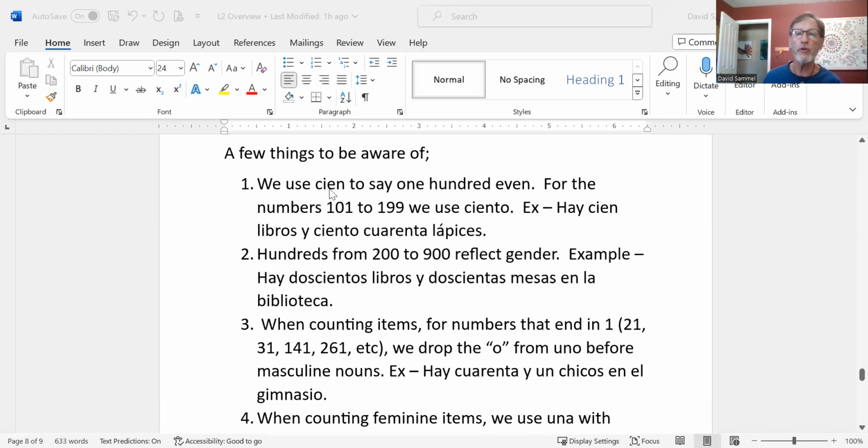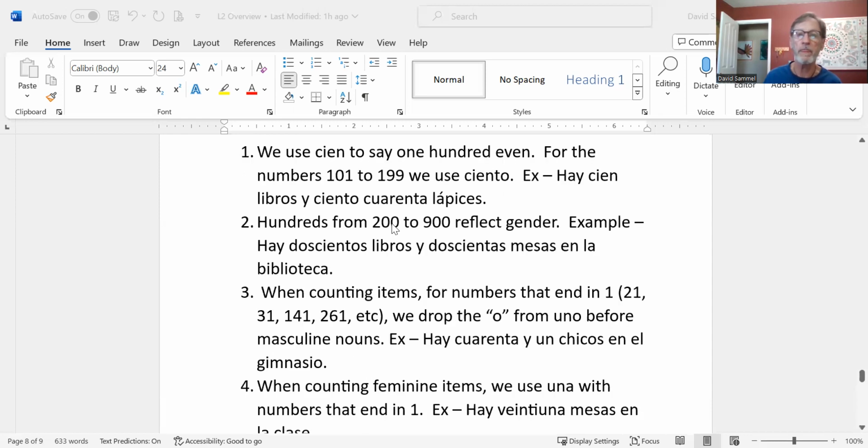We use the word cien if we're saying 100, like 100 books. Cien libros, 100 books. But for the numbers 101 through 199, we use ciento. For example, hay cien libros, there's 100 books, y ciento cuarenta lápices. There's 100 books and 140 pencils. So as soon as you are beyond 100, from 101 to 199, use ciento when you're counting, okay?